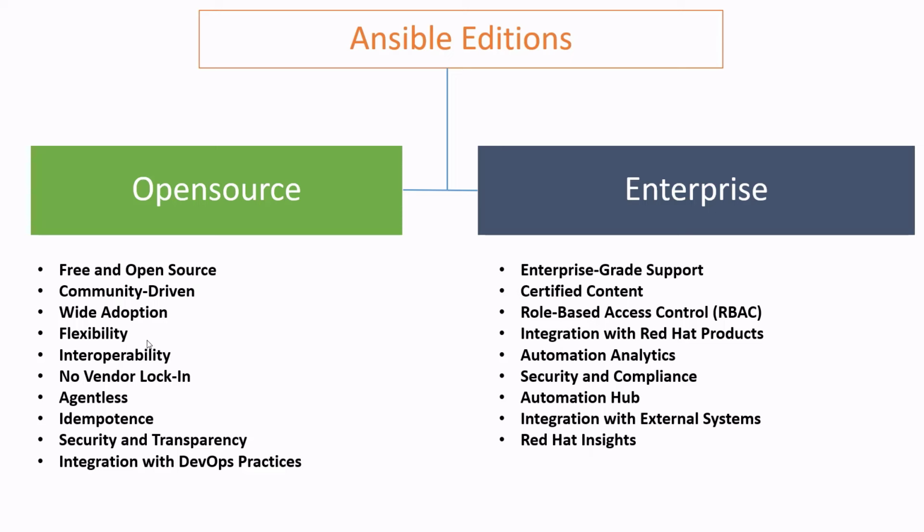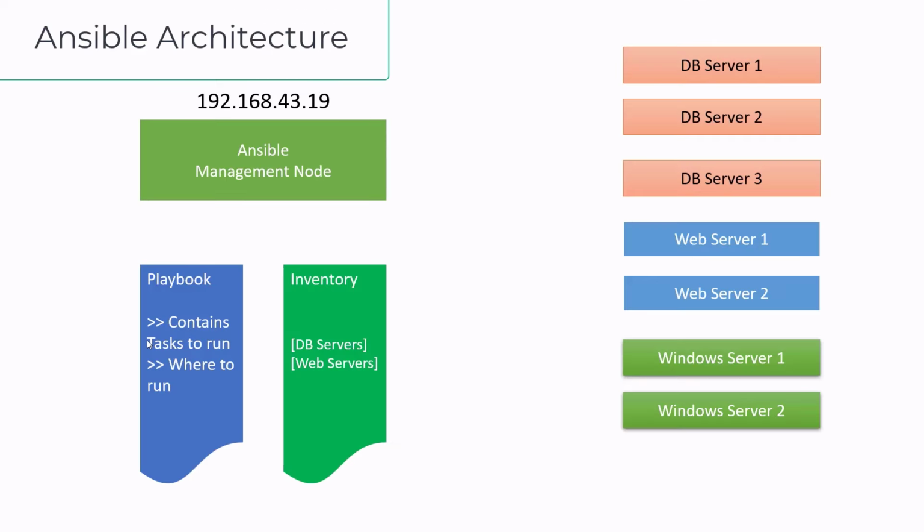There is something called Red Hat Insights, where you see insights about how the product is working, the resource consumption, and so on. Again, we are going to see some of the features of Enterprise, probably when we are going to use it. For now, you just need to understand that these are the features which are available in open source and Enterprise. So let's move on and understand Ansible architecture.